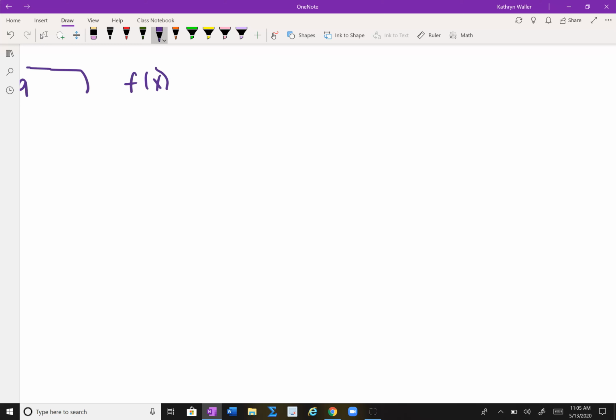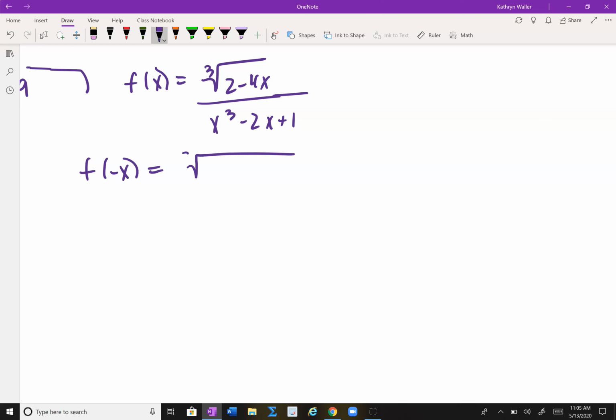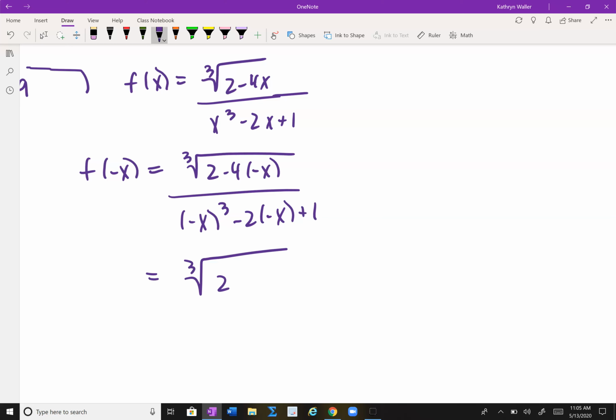Okay, question 9. Is this even, odd, or neither? Some people were just looking at exponents, and if the exponent is even, say even. If it's odd, say odd. That is not how you do that. So f of negative x, you're going to go cube root 2 minus 4 times negative x over negative x to the third minus 2 times negative x plus 1. Now that's not simplified, so you have to simplify it. So it's the cube root of 2, negative 4 times negative x is a plus 4x, over negative x to the third plus 2x plus 1, okay?